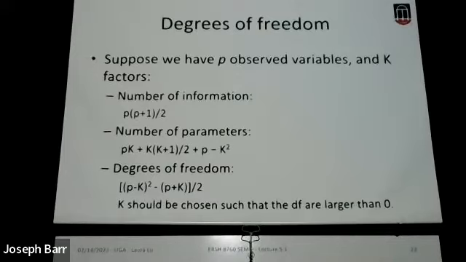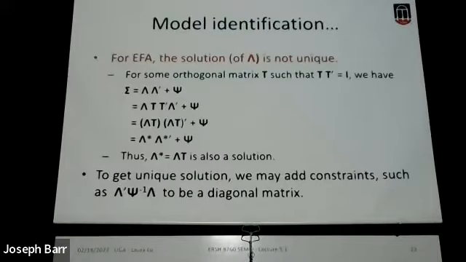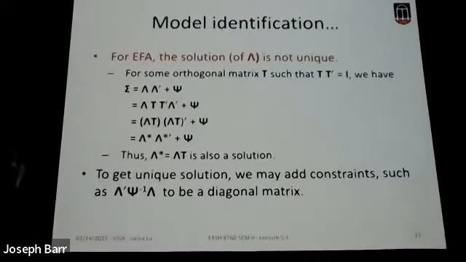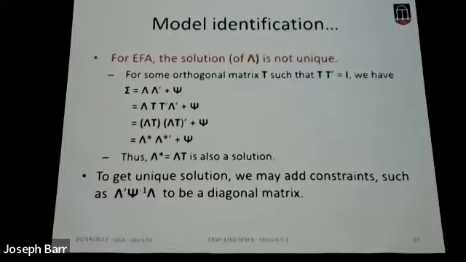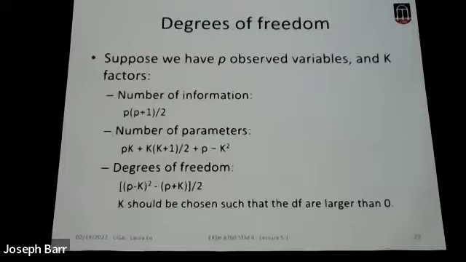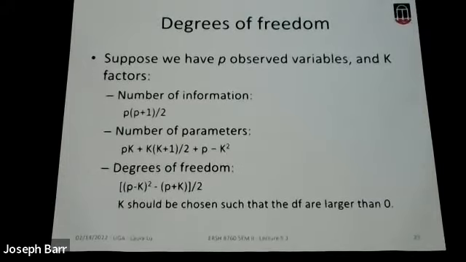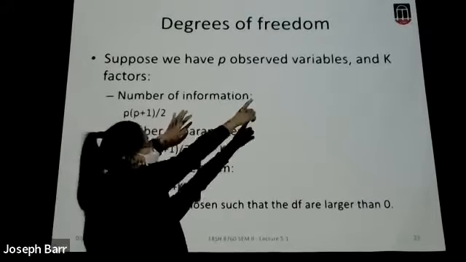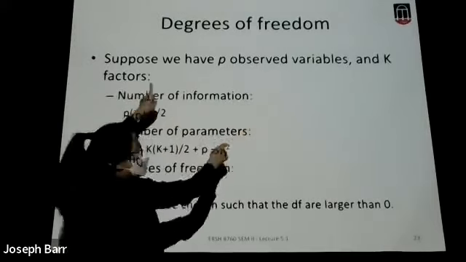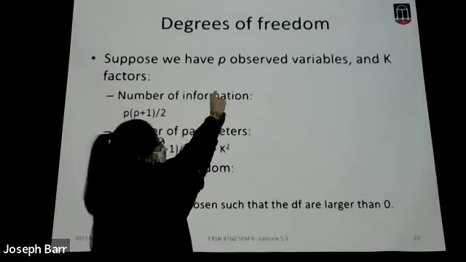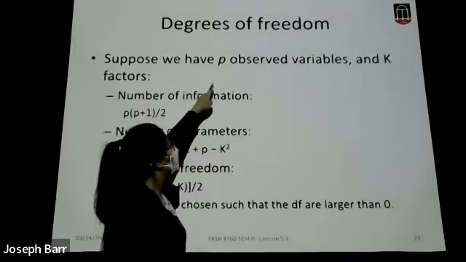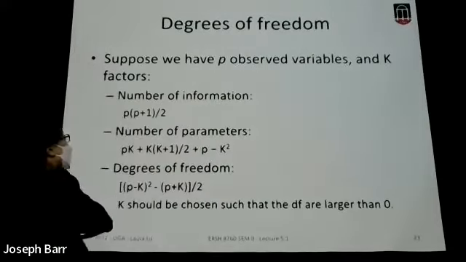Now let's calculate the degrees of freedom again. Previously, last semester, we calculated the degrees of freedom for simple linear regression, for multiple regression, for moderation, mediation. For factor models, this is a way to calculate the degrees of freedom. And again, we have P. Suppose we have P observed variables, and K is the number of factors. K is less than P, less than the number of observed variables.